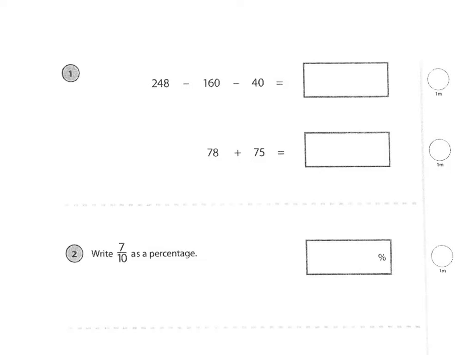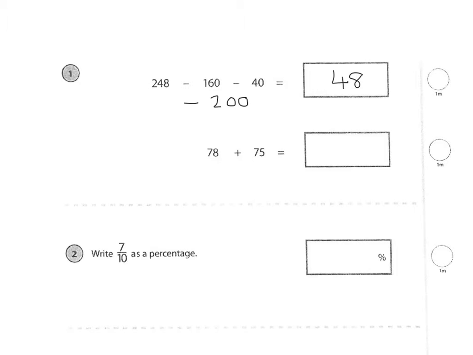Question 1. 248, take away 160, take away another 40. Probably the simplest thing to do here would be to combine the 160 and 40 so that it becomes take away 200. Then you have 248, take away 200, which leaves you with 48 remaining.